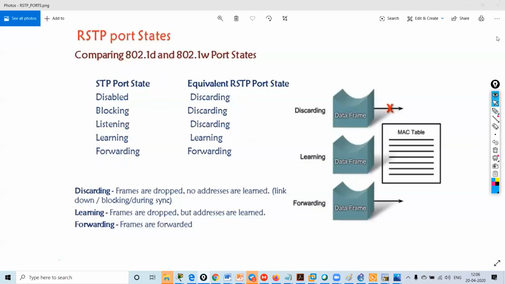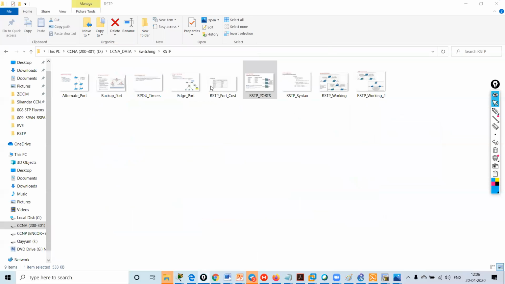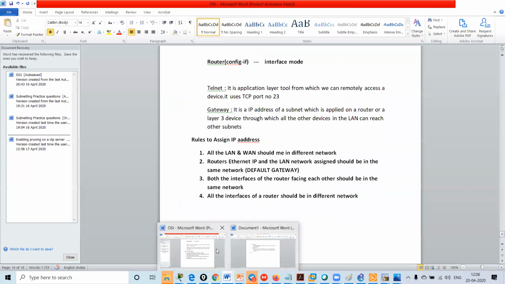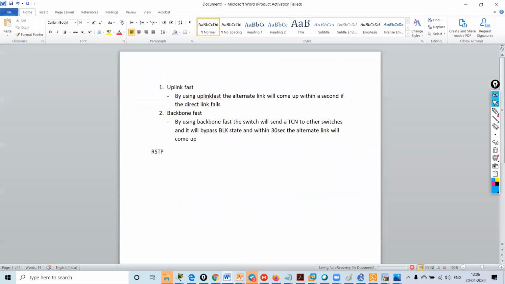So it is same as what we have learned in CCNA. Now by default we are having some things in RSTP. So RSTP is 802.1w, a standard way of speeding STP convergence.